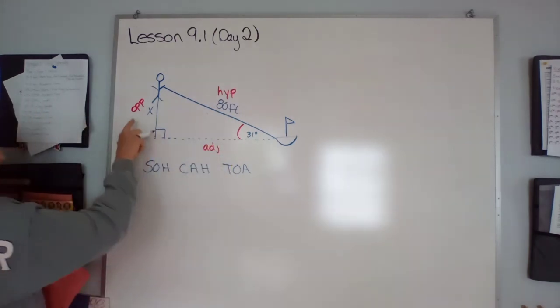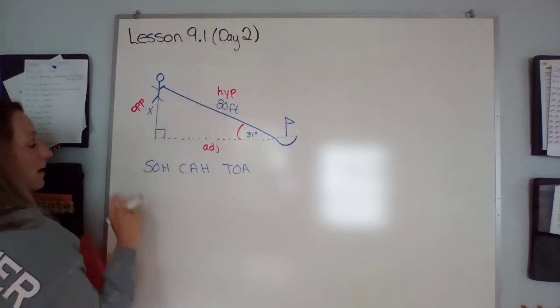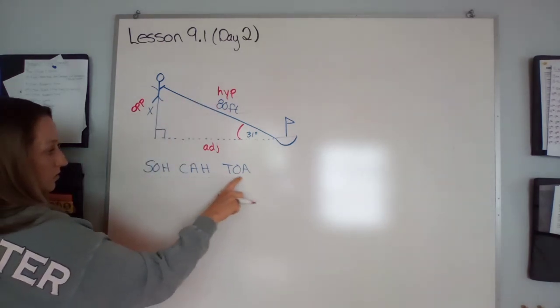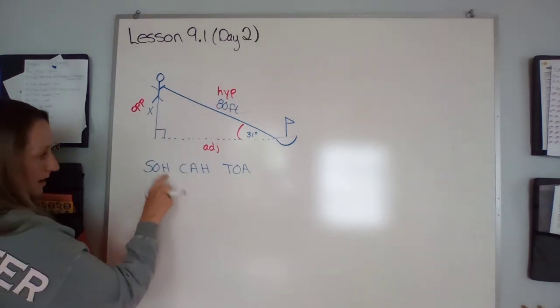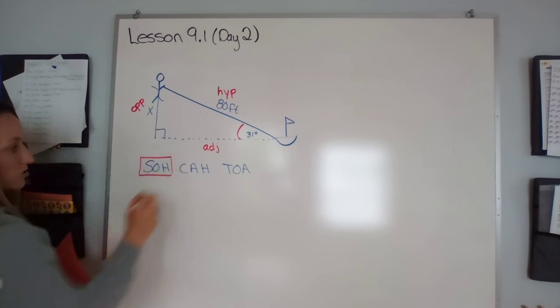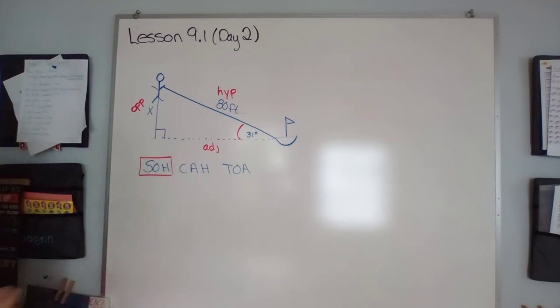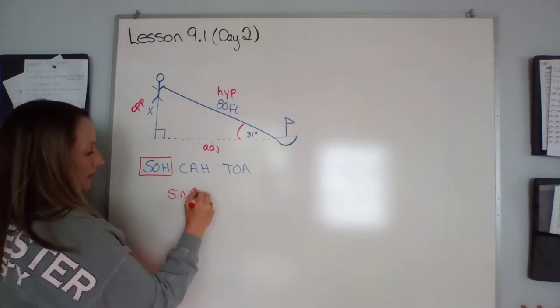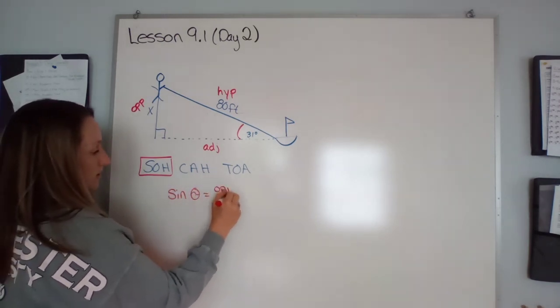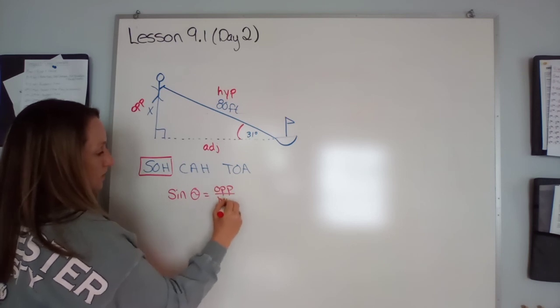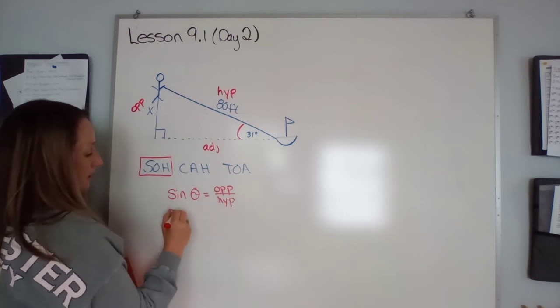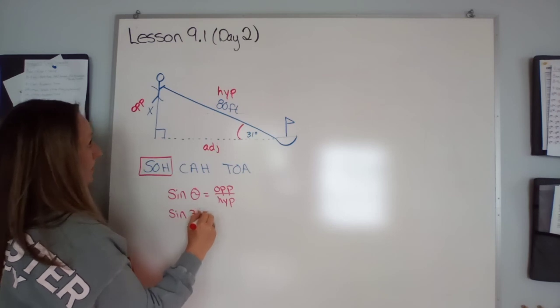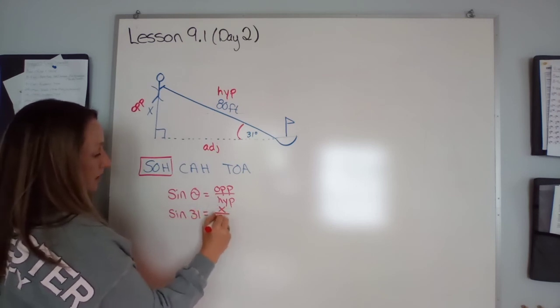So I'm trying to find the opposite, and I know the hypotenuse. Which one of these deals with opposite and hypotenuse? That's how I determine I need to write a sine function. So it's sine of the angle, sine theta, equals opposite over hypotenuse. So it's sine of 31 equals x over 80.